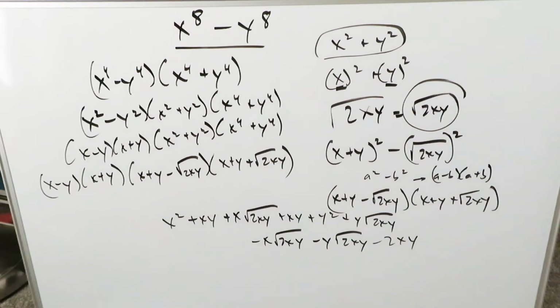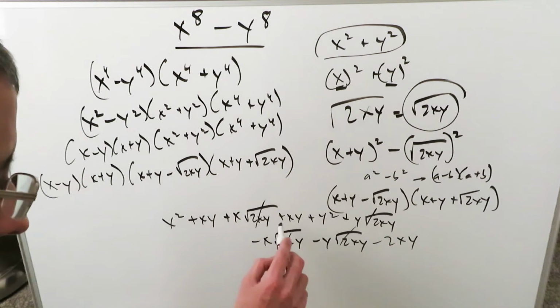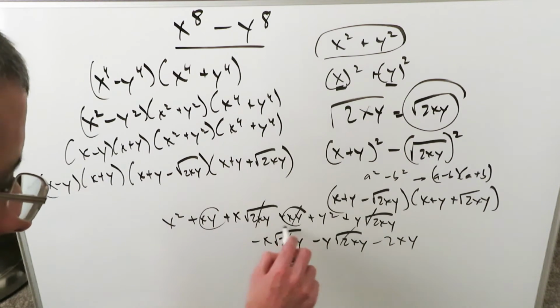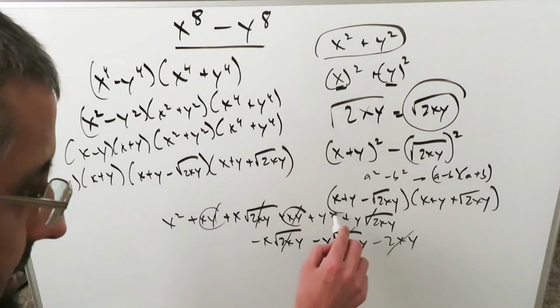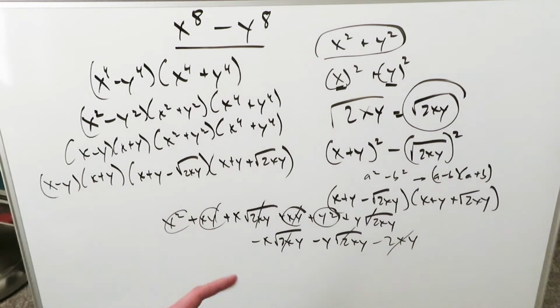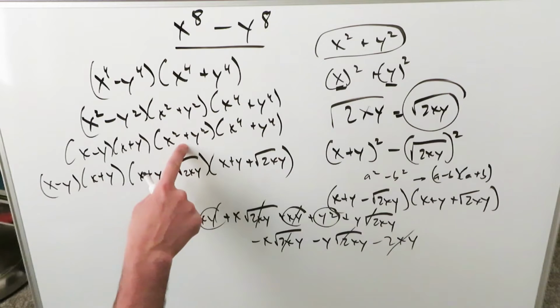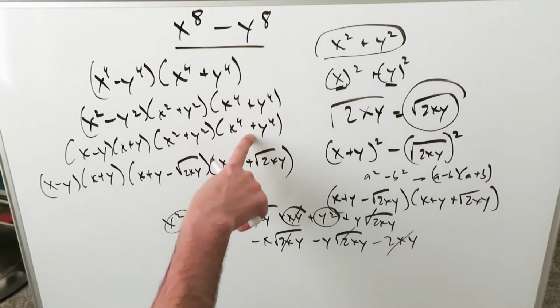Now look at all the items which will cancel out. This will cancel out with the negative. That will cancel out with the negative. I have 2xy's, they will cancel out with the minus 2xy. The only things which remain are x squared and y squared. So we're right. We have indeed factored this. The only thing which remains to factor is that.